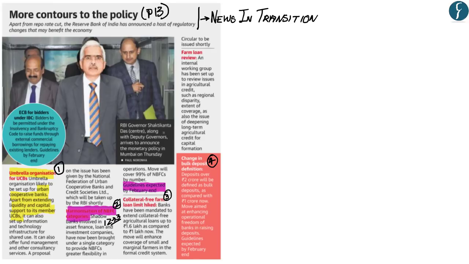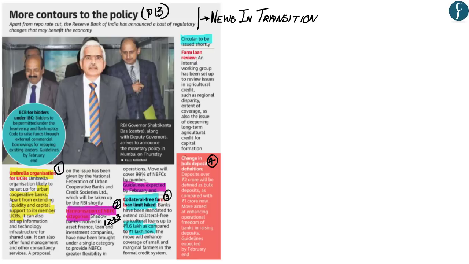The third news is with regards to collateral-free farm loan limit hiked. Now currently banks are able to give loans to farmers without any form of collateral up to 1 lakh. Whereby what the RBI is going to do now is issue a circular whereby banks will now be able to extend up to 1.6 lakh as collateral-free loans to farmers. However, we will have to wait for this circular to be released by the Reserve Bank of India.